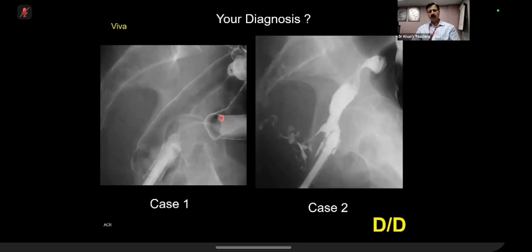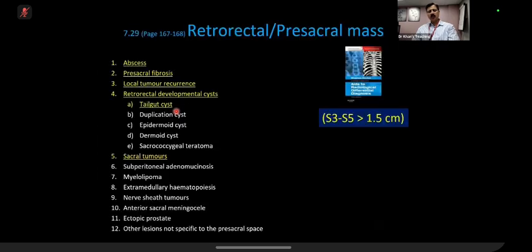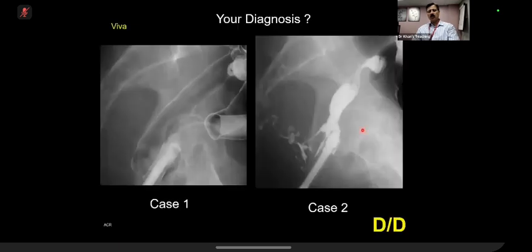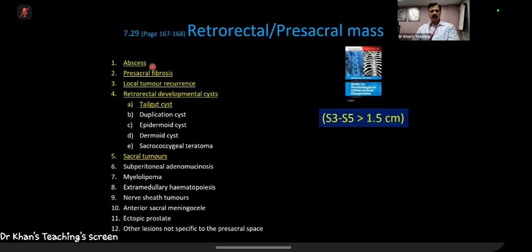There is a widened presacral space. The difference between this film and this film is that on this film there is an associated fistula, and here there is no fistula. So widened presacral space is a differential diagnosis. In Chapman, it is given that at the level of S3 to S5, if it is more than 1.5 centimeter, this being the distance between the rectum and this bone, we call it widened presacral space. And there is a differential diagnosis, and this is all the differential diagnosis.